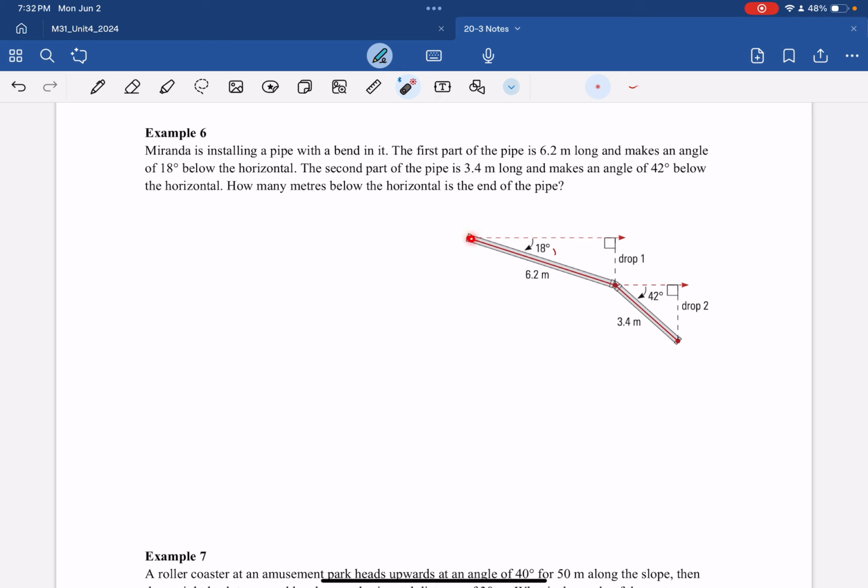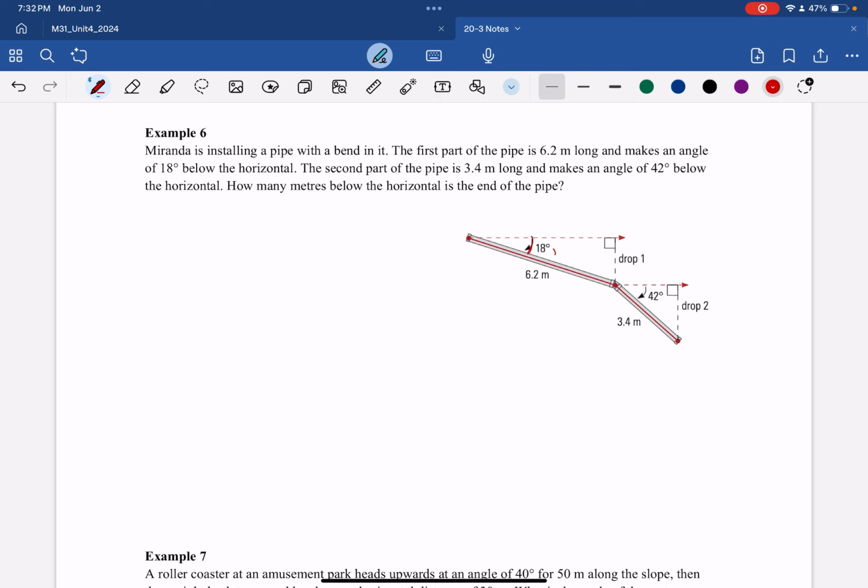So it's asking from the start of here to here, how far did we drop? So we are shown drop 1 and drop 2. So if I want the total that it's dropped, I need to calculate both drop 1 and drop 2. So this question's set up so that they're going to be the same calculation. However, we're going to have to change our numbers up a little bit.